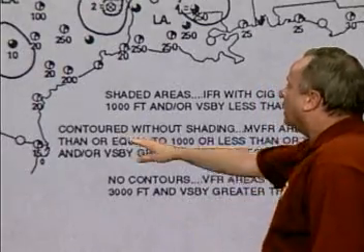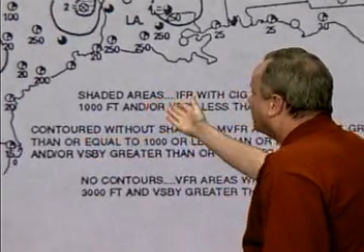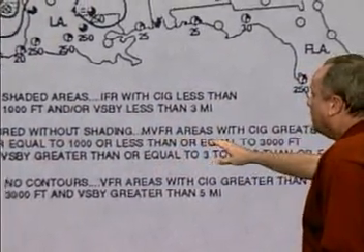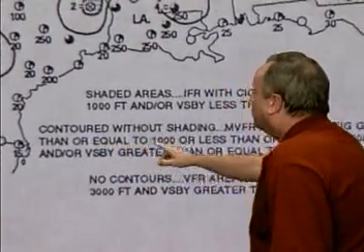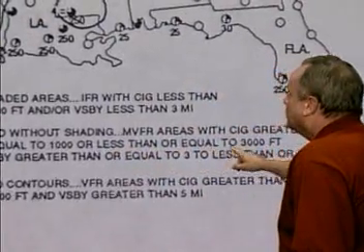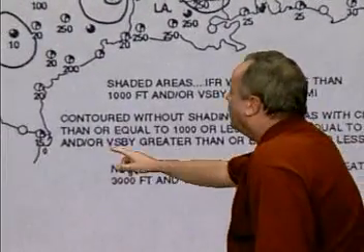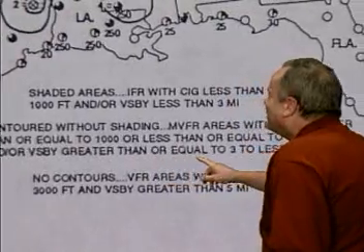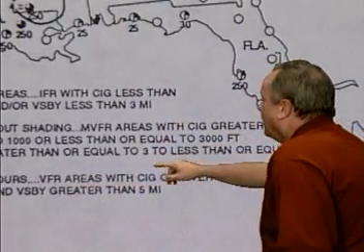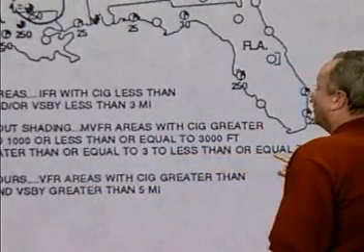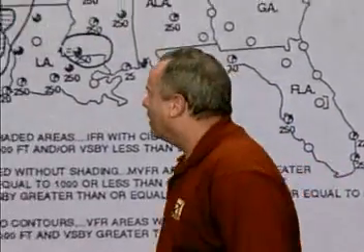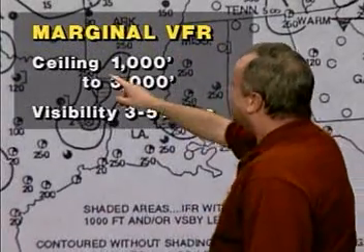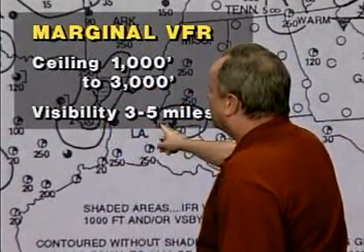Now, if you go back to the legend and look again, you'll see the next area is a contoured area without shading. That's the first contour, and that's marginal VFR, and that's areas with ceilings greater than or equal to 1,000 feet and less than or equal to 3,000 feet, and/or visibility greater than or equal to 3 miles and less than or equal to 5 miles. Let's translate that into English. That's marginal VFR weather, and that's ceilings 1,000 to 3,000 feet. That's visibility 3 to 5 miles.